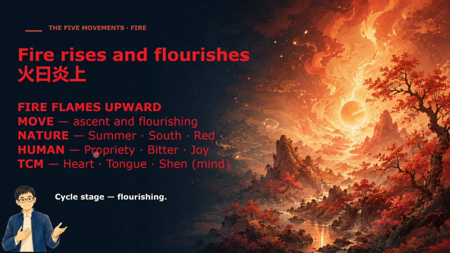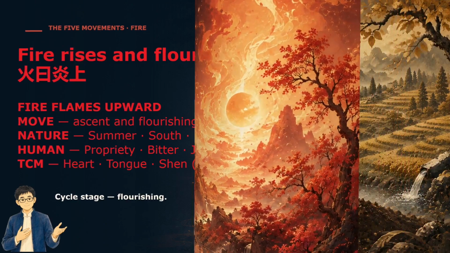Because fire produces warmth and light, it is also symbolically connected with joy, love, communication, and social connection. In traditional Chinese medicine, fire corresponds to the heart and small intestine and relates to the tongue. Its flavor is bitter, its emotion is joy, and its spiritual aspect is the shen, the mind or consciousness.